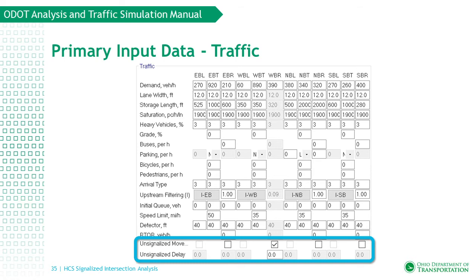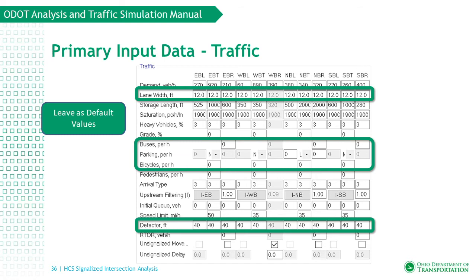When unsignalized movement volumes are low, any delay associated with them will be low and typically can be ignored. If unsignalized movement volumes are high, it may be more appropriate to analyze the intersection using Transmodeler. For ODOT analysis, the unsignalized movement checkbox should be checked, and the right turn volume entered for all free yield right turn movements. Unsignalized delay field will be 0.